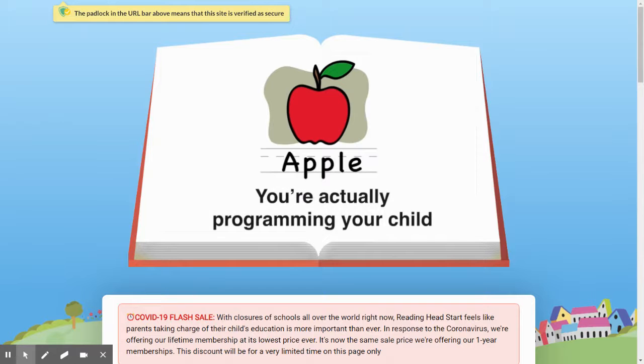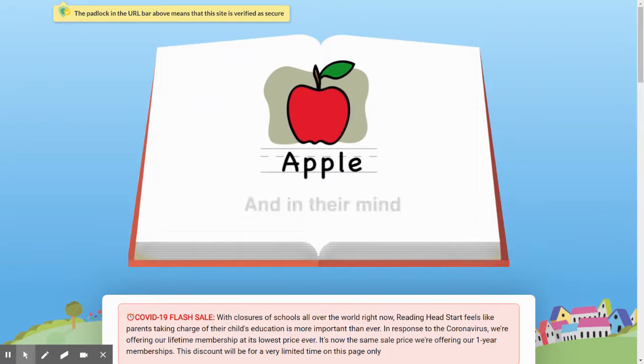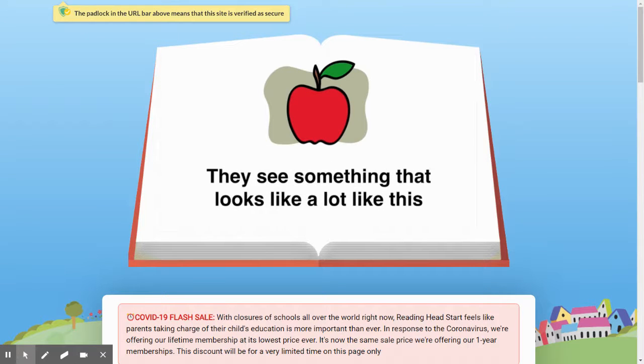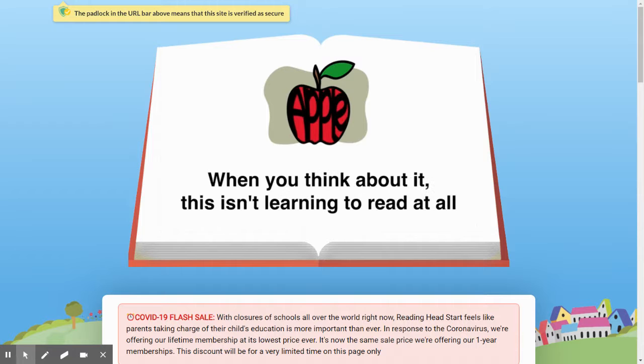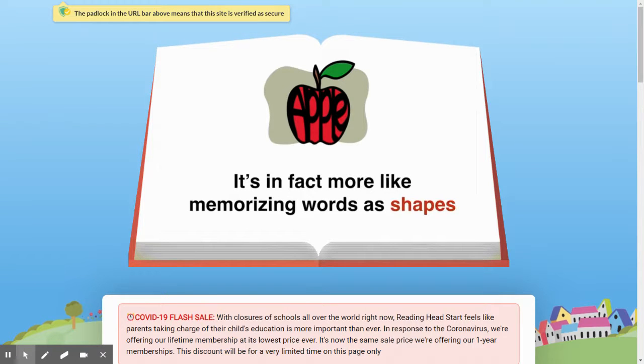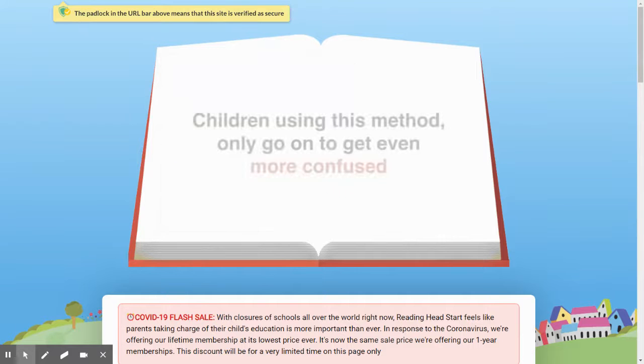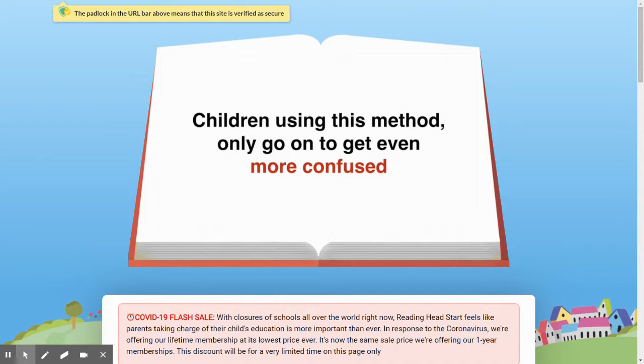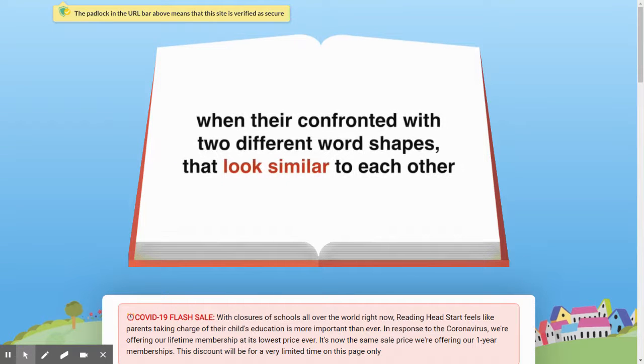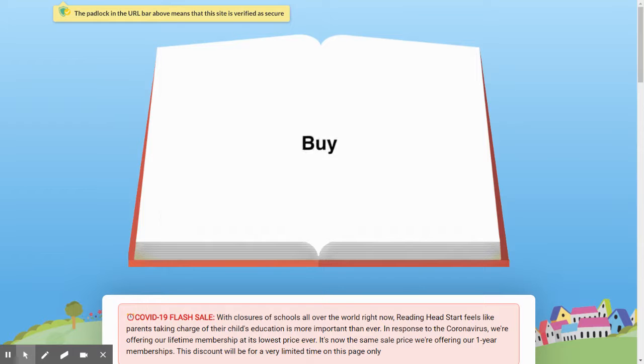You're actually programming your child to learn words as a whole, and in their mind, they see something that looks a lot like this. When you think about it, this isn't learning to read at all. It's in fact more like memorizing words as shapes. Children using this method only go on to get even more confused when they're confronted with two different word shapes that look similar to each other. For example, word shapes like guy and by, or now and wow.